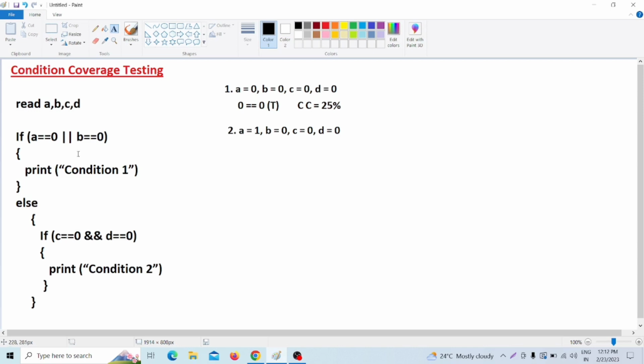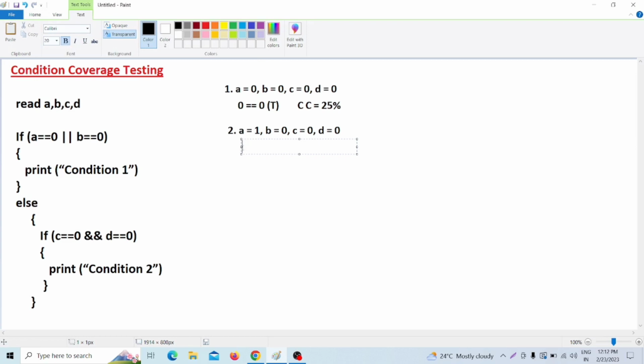Okay. Now b equals 0. So 0 equals 0. Here, 1 equals 0, so this is the false value. Whenever we write 1 equals 0, that means it's a false. It's a false value. Then we go to the next condition.